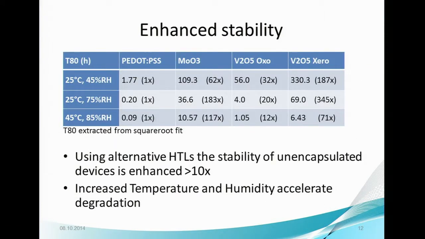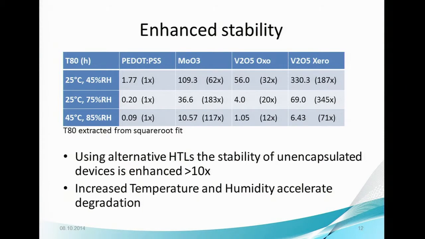And what you also see, of course, is that if you replace p-dot PSS by these alternative whole transport layers, you will strongly increase the stability by at least a factor of 10, but up to a factor of more than 300 times. And what we also see and can confirm again is that with increased humidity and increased temperature, you will, of course, accelerate the degradation.